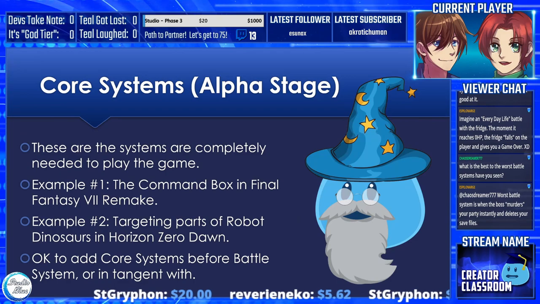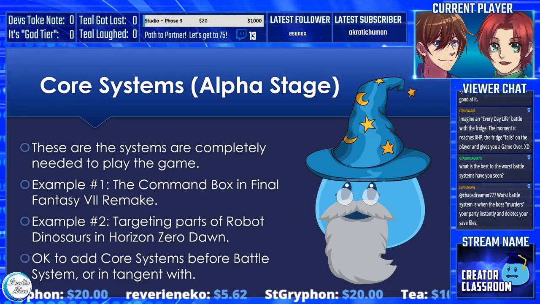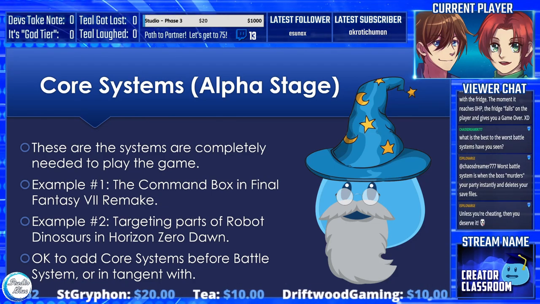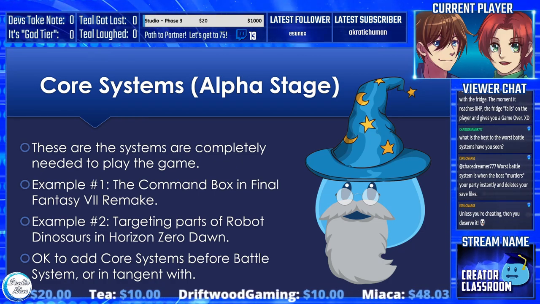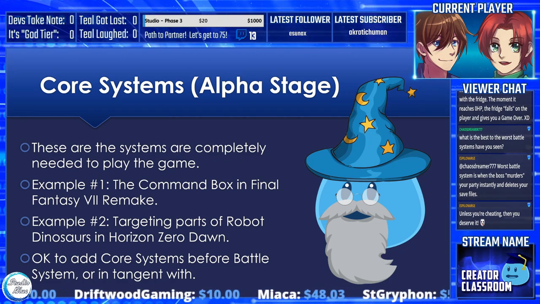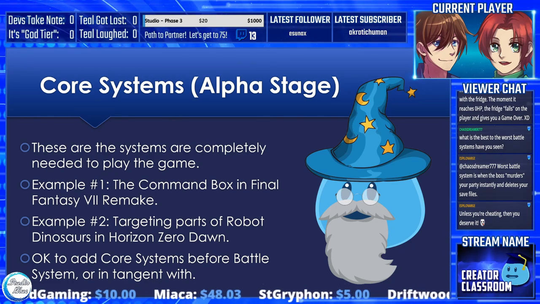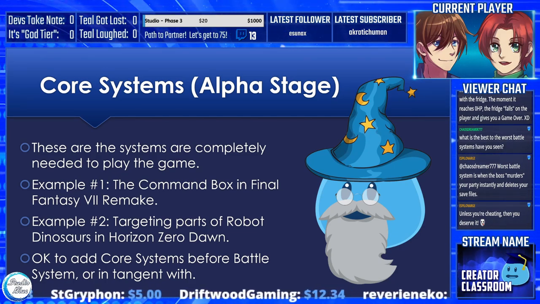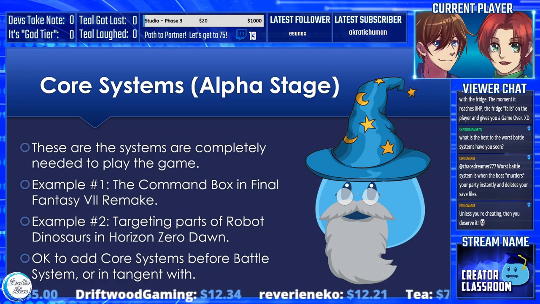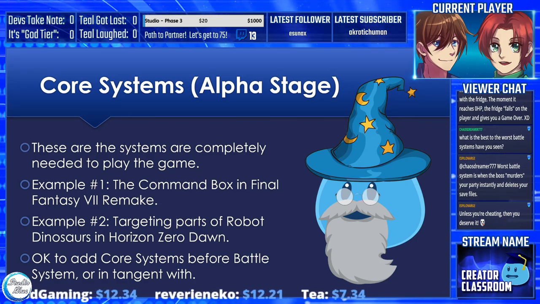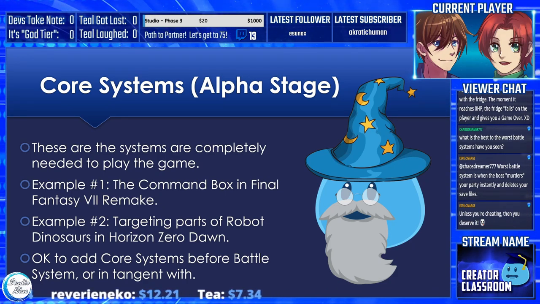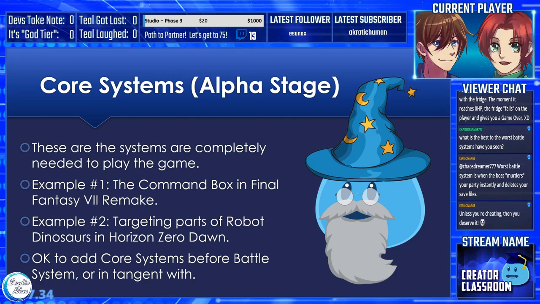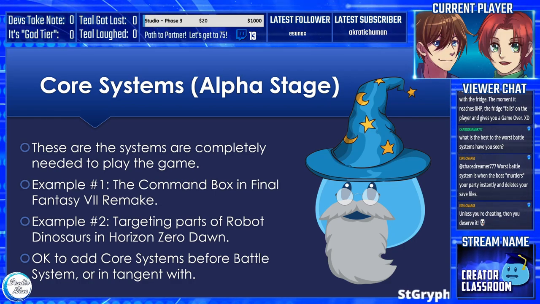Let's move on, yes. Core systems. These are the systems that are completely needed to play the game. The ones that you cannot strip away, no matter what, without drastically altering your game concept. Examples are the command box from Final Fantasy VII Remake and the targeting of parts on robot dinosaurs in Horizon Zero Dawn. Both of these are fundamental aspects of the game. It's perfectly okay to add in your core systems before your battle system, or in tandem if that makes more sense, because technically the battle system is a core system.